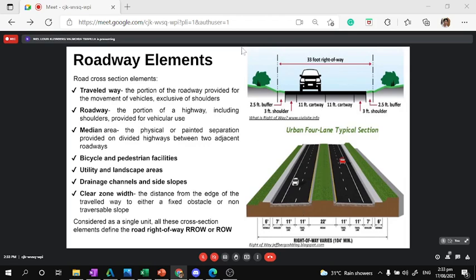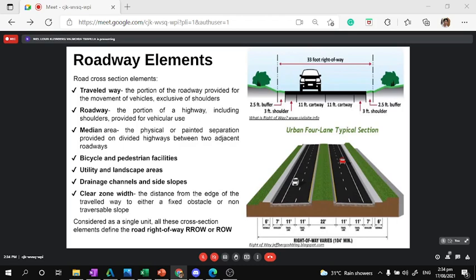Ma'am, why is the drainage area cemented? Because here, the drainage area is also utilized as a sidewalk for pedestrians. The drainage is underneath, and the pedestrian is on top. That can be done. Okay.